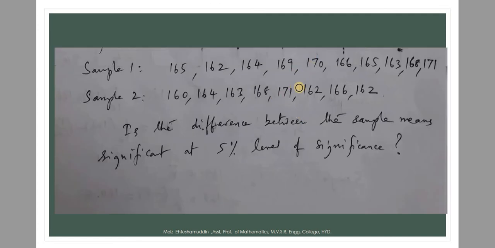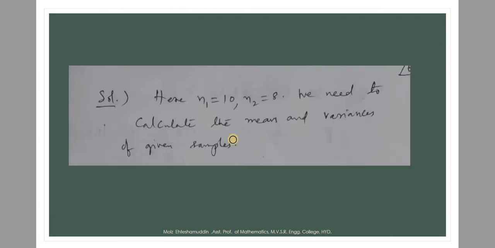So here two samples are given. The mean of this sample and the mean of this sample will of course be allowed to be different, but whether the difference is significant or not is what we are checking here. Is the difference between the sample means significant at 5% level of significance? Here n1 is 10 and n2 is 8, the number of items of the first sample and the second sample. We need to calculate the means and variances of the given samples.